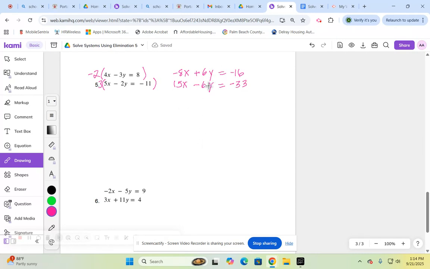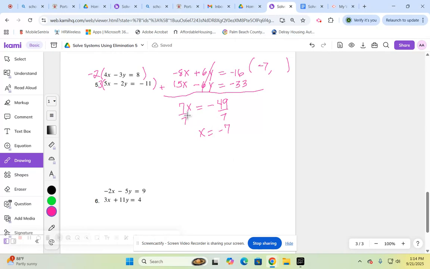Okay, we can now add them together. We're adding them together, so this eliminates this pair here. This will give me 7x equals negative 49. And now we can divide both sides by 7. That means x is negative 7. So x is negative 7. We still need to find y.